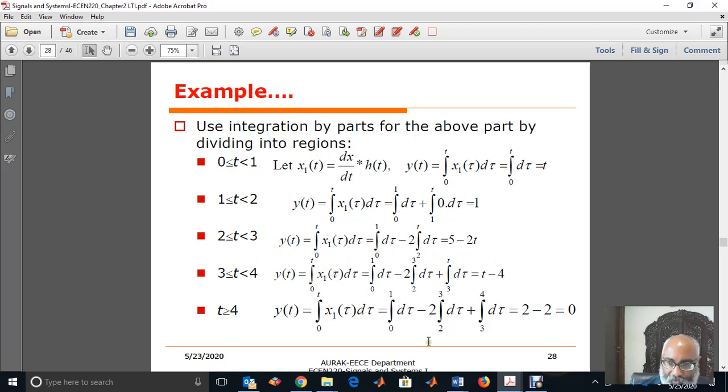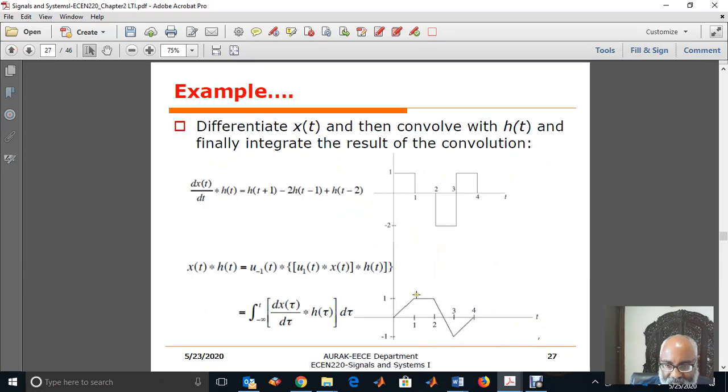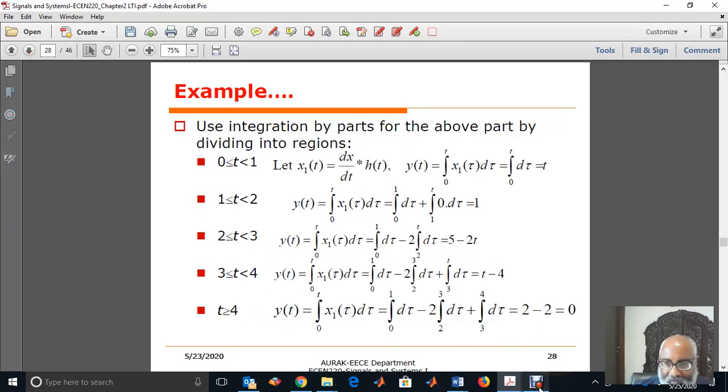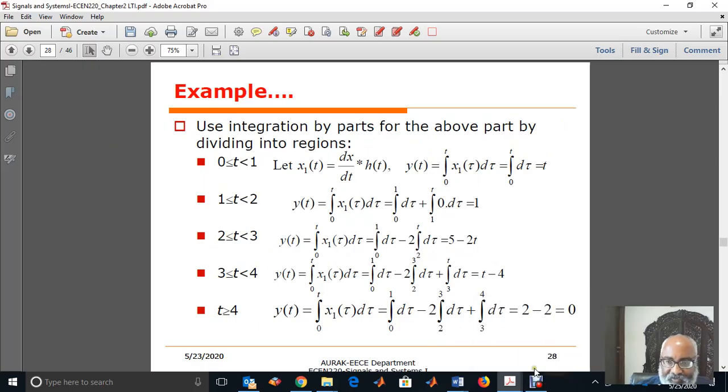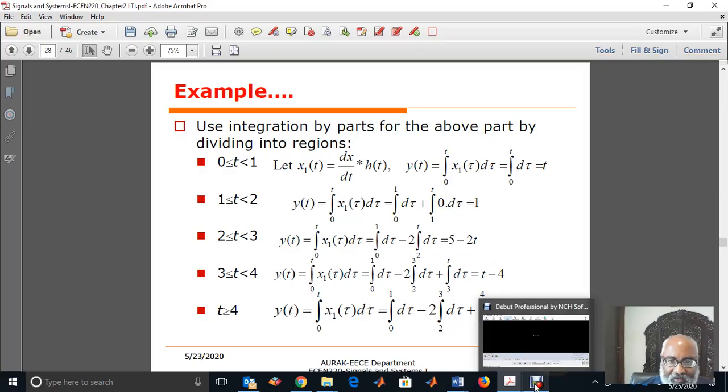And you can go through this, and finally the final result will be like this, and you can plot this result. Okay, that's all about properties. Thank you for listening to this lecture, and we will continue with the next lecture, next class.